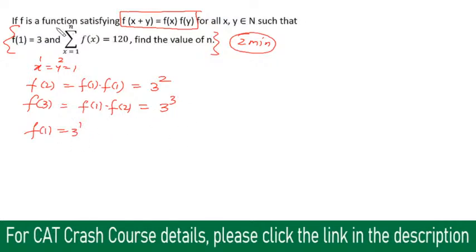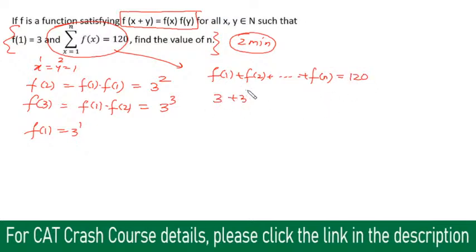Now we have to figure out what will be the value of n. Now this simply means what? f of 1 plus f of 2 plus so and so forth till f of n, and that is equal to 120. We have to figure out the value of n. So here we can see that this is 3 plus 3 square plus 3 cube till 3 to the power n, which is equal to 120.